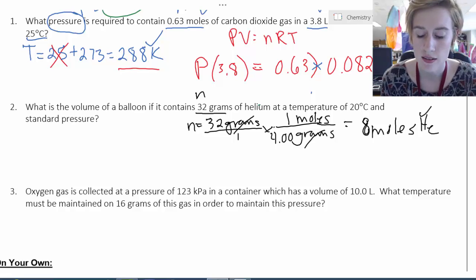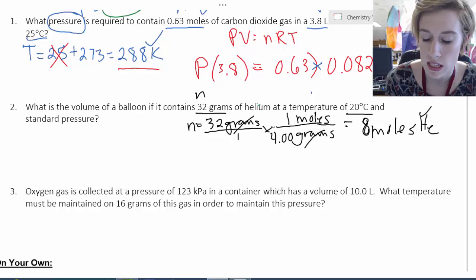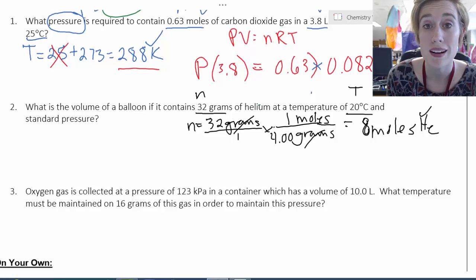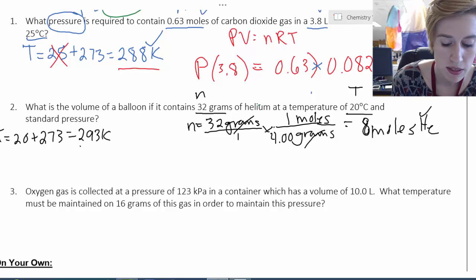So I have N. Now let's look at my other numbers. It's at a temperature of 20 degrees C. So that's temperature. However, it's the wrong temperature, so I need to convert. Temperature is not 20 degrees C. We have to convert it to Kelvin. So it's really 293. That's my temperature.